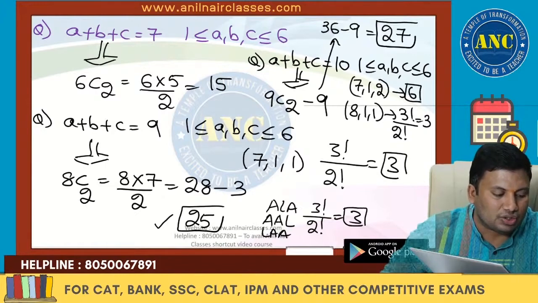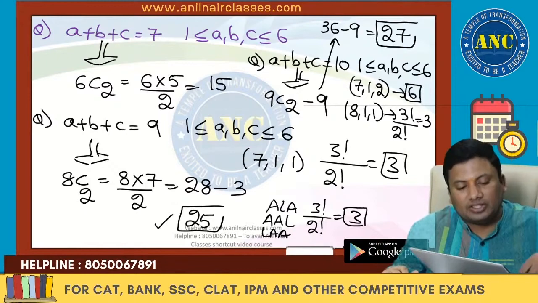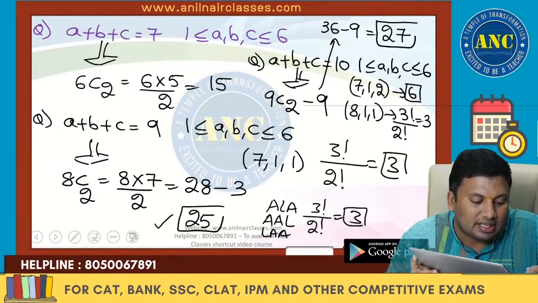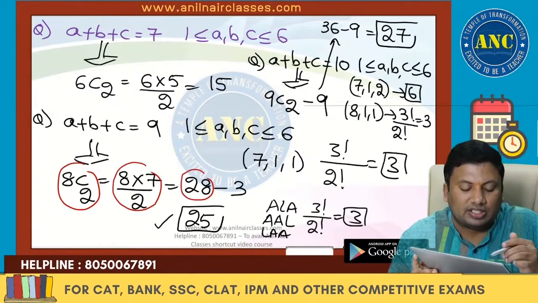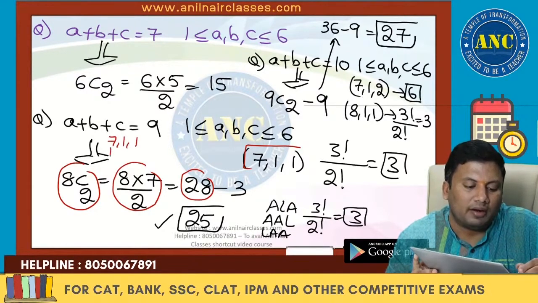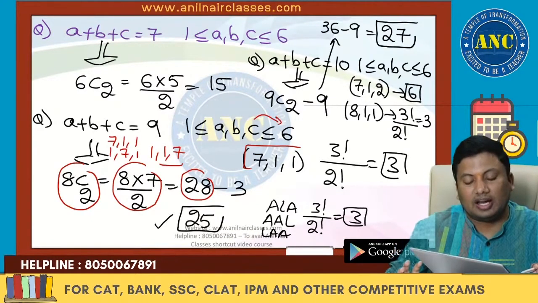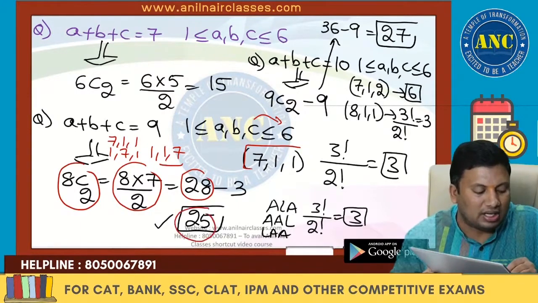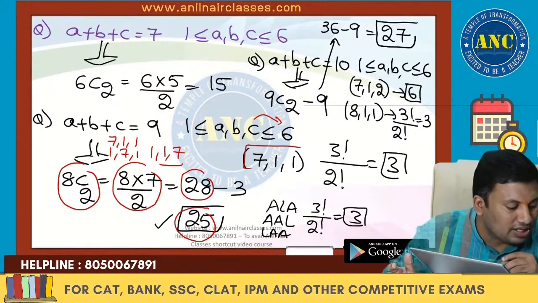Unnecessarily you will get into a problem and waste your time. A plus B plus C equivalent to 9. 9 is nothing but 8 gaps, so 8C2, 8 into 7 by 2, which is 28. There are 3 cases which are not possible: 711, 171, 117. These cases are exceeding beyond 6. So these 3 are subtracted. 28 minus 3 is 25.